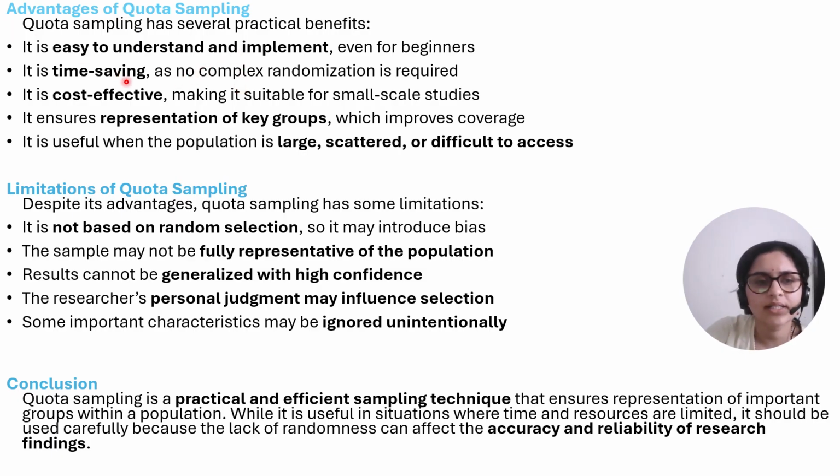Advantages: easy to understand and implement, time saving, cost effective, and representation of key groups. Limitations: it is not based on random selection, so it will introduce bias. The researcher himself will select and assign people into groups. The sample may not be fully representative of the population. The small sample might not represent the whole population, and hence results cannot be generalized. Personal judgment will be there from the researcher's side, and some important characteristics may be ignored unintentionally.